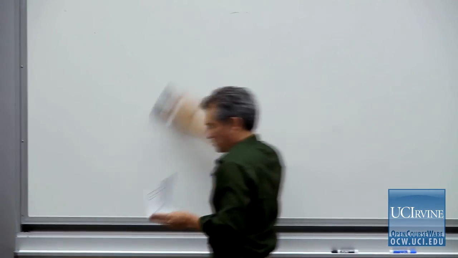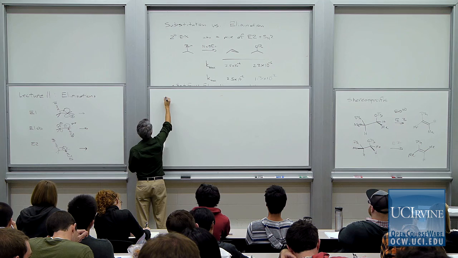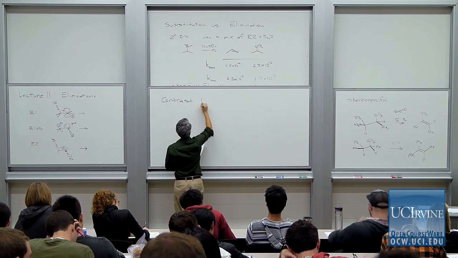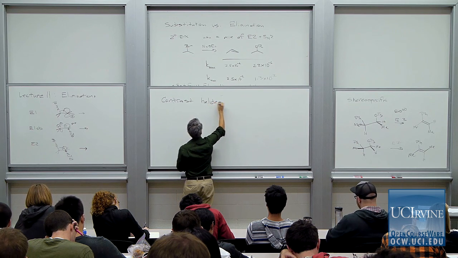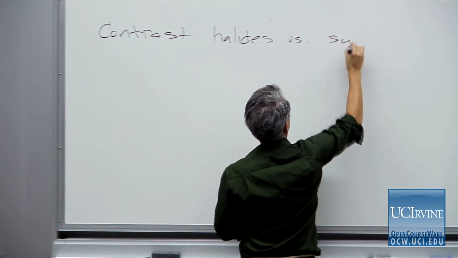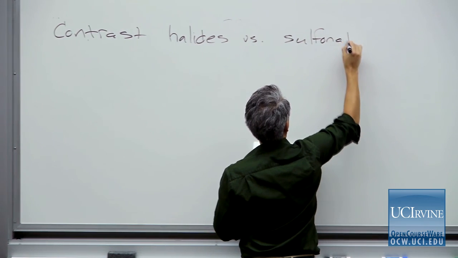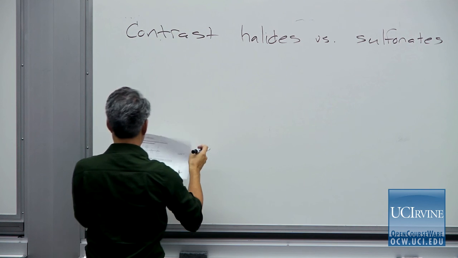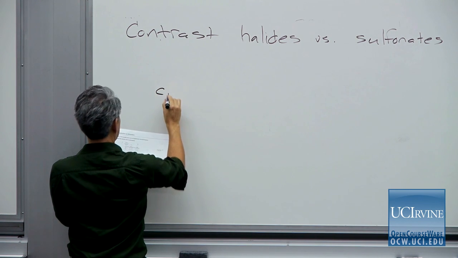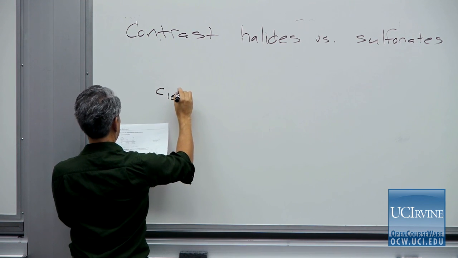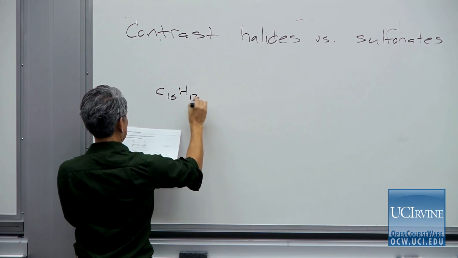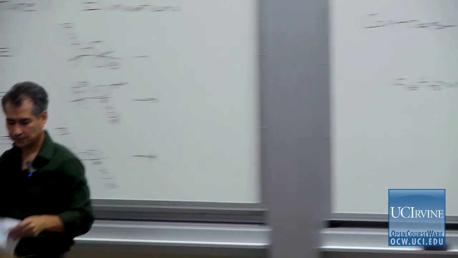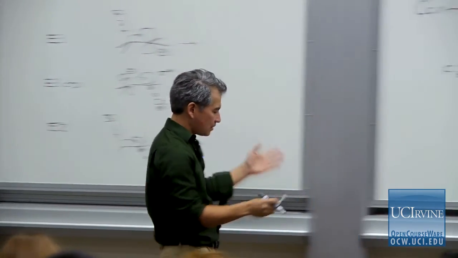Okay, I want to compare the two most common leaving groups, because they're not equal, and you have a choice in organic chemistry what you make. I'm going to show you a reaction here. So this is just a long straight chain alkane with 18 carbons, and at the end we have some sort of a leaving group.